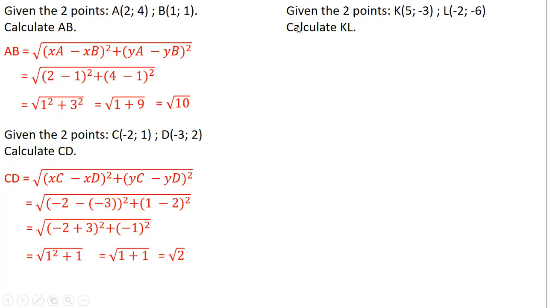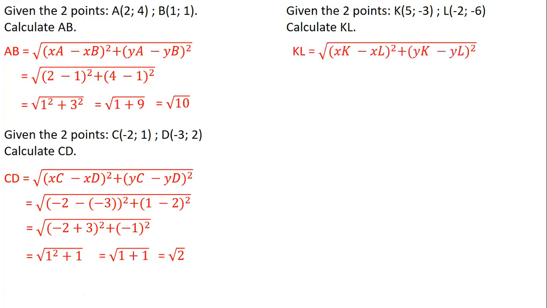Yes, Yasmina. The last one, please read, given the 2 points. Given the 2 points, K(5, minus 3) and L(minus 2, minus 6). Calculate KL. Yasmina, KL is equal to what? XK, big radical. Parenthesis XK minus XL, squared, plus YK minus YL, squared.